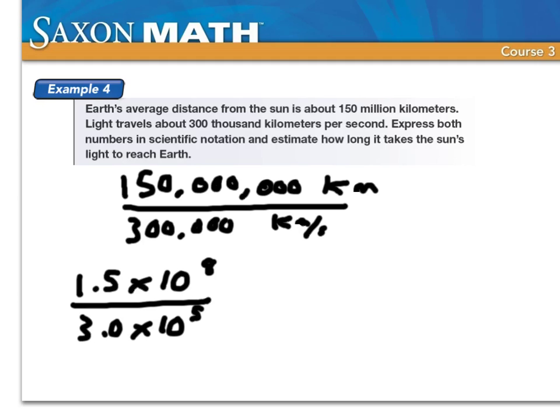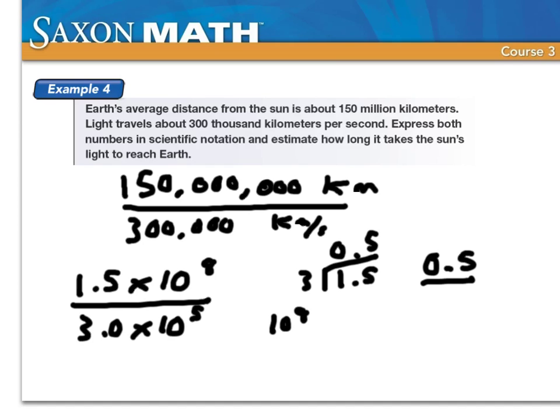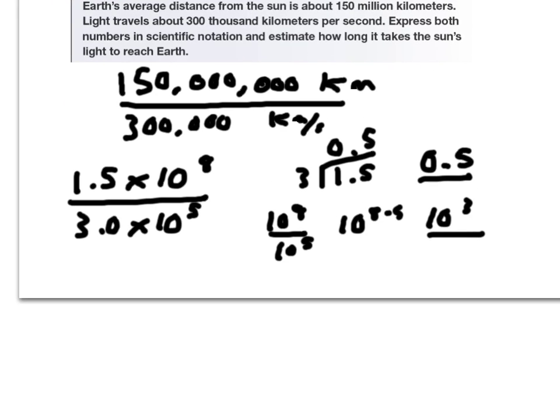Okay? Well, we need to take 1.5, divide it by 3.0, or just 3. And 3 goes into 1 0 times, 3 goes into 15 5 times, so that's 0.5. We're going to use that number. Then 10 to the 8th divided by 10 to the 5th is 10 to the 8 minus 5, which is 10 to the 3rd. So to put it in scientific notation format anyway, we're going to have 0.5 times 10 to the 3rd power.